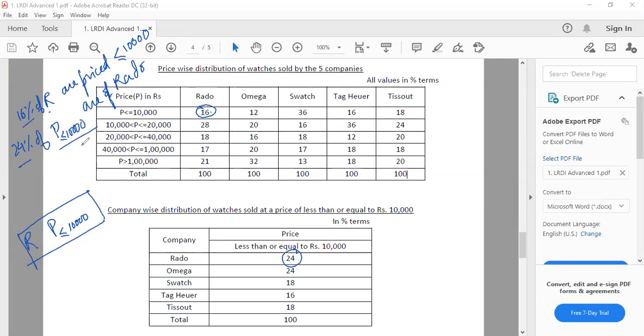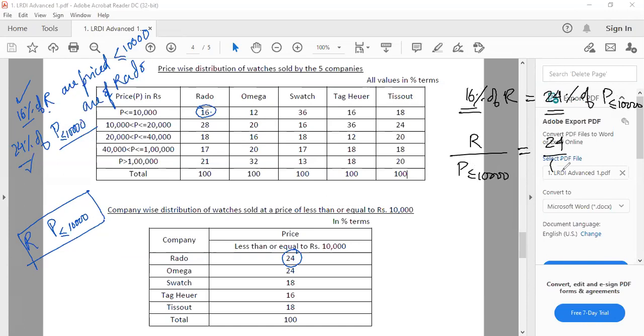Fine. So if I equate this and this, what do I get? Let's equate. Let me write this. 16% of R is equal to 24% of price less than equal to 10,000. So from here I can write Rado divided by price less than equal to 10,000 is 24 by 16, which is 3 by 2. Is it okay till here?